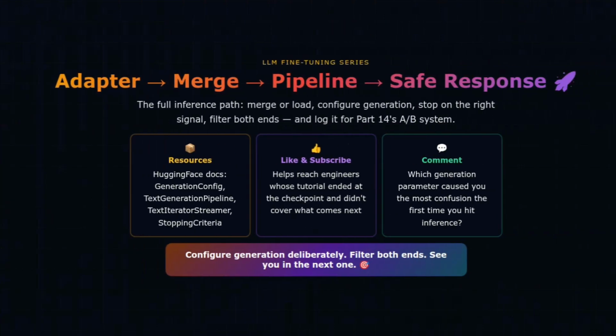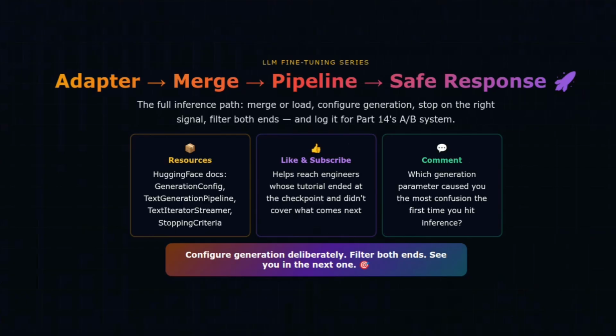That's the full inference path. Merge or load the adapter, set up the pipeline, version control your generation defaults in a GenerationConfig, control sampling with temperature and top P, stop on a semantic signal rather than just a token count, stream for UX, and wrap both ends in safety filters.